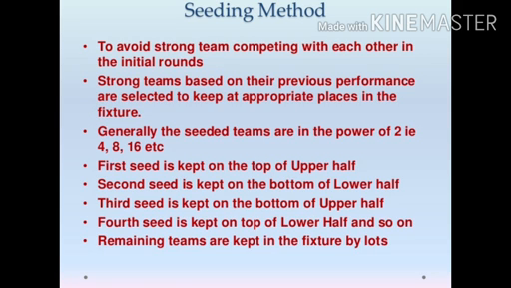Number of byes, same formula, power of 2. Teams are 19, so 32 minus 19 is equal to 13. 13 byes will be given. Now the number of byes in the upper half is (nb minus 1) upon 2, and in the lower half (nb plus 1) upon 2. So 6 byes will be given to the upper half and 7 byes to the lower half. Now the number of rounds: 32 comes at the 5th place, so 5 rounds will be there.